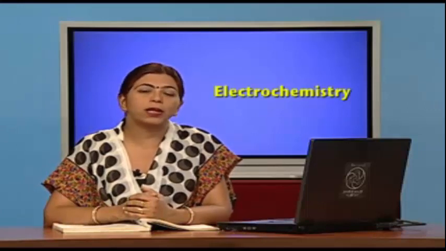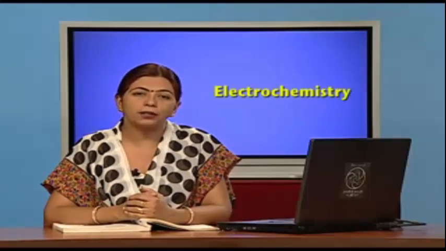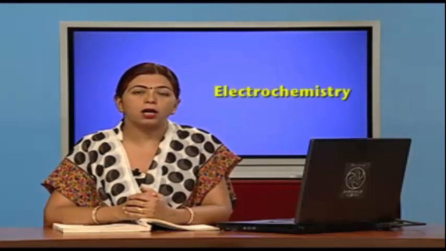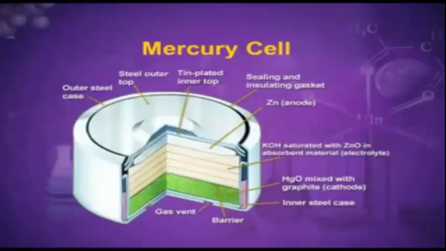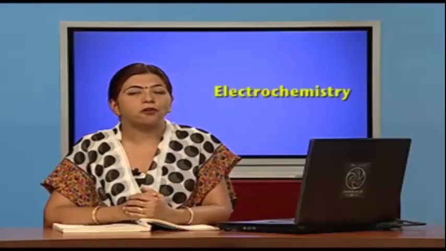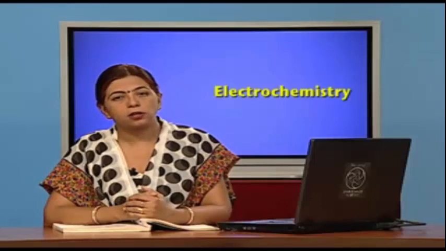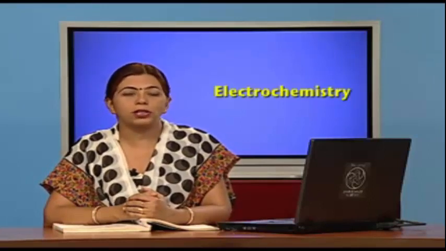I also explained you the construction and the working of the dry cell. Today I am taking another example of a primary cell known as Mercury cell. It is also commonly known as a button cell. It is used in those devices which need low current. For example, hearing aids, wristwatches or the calculators.